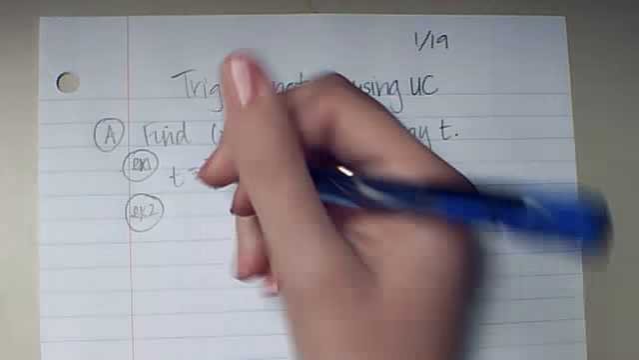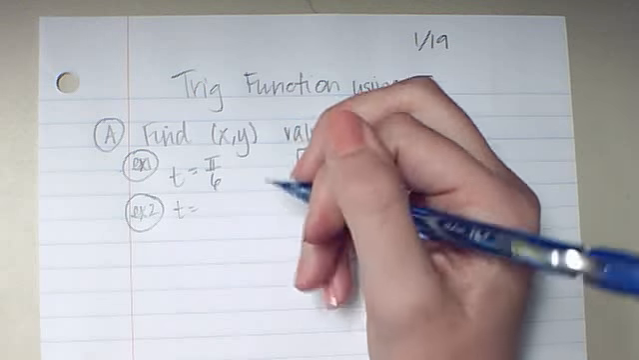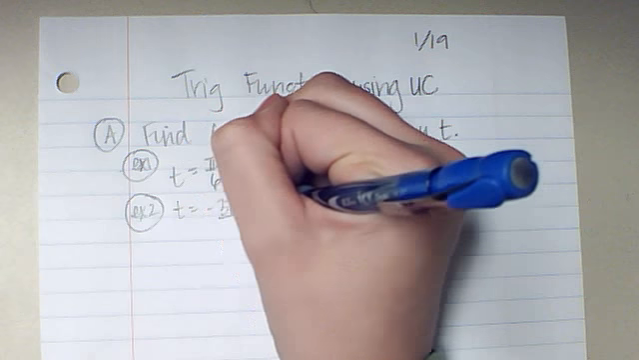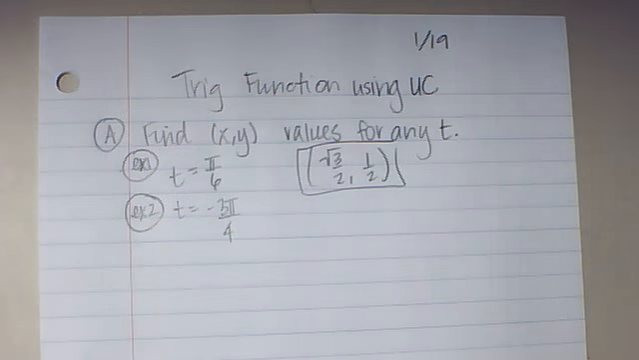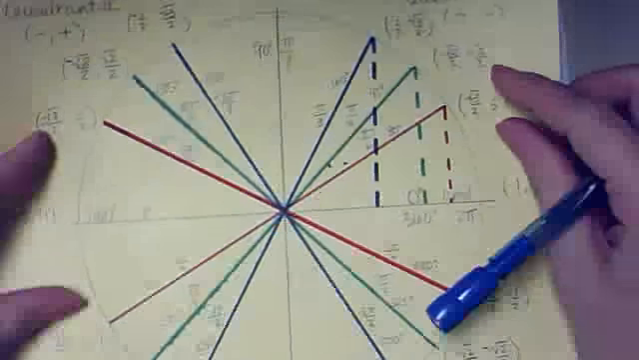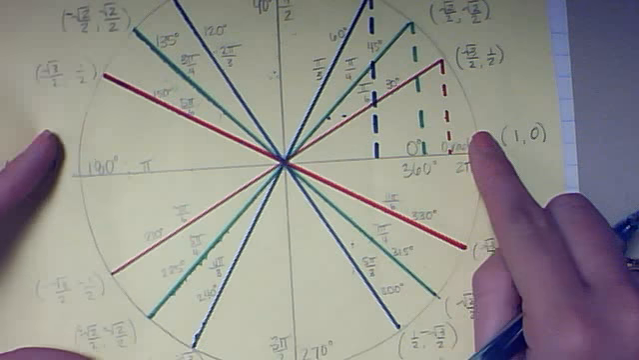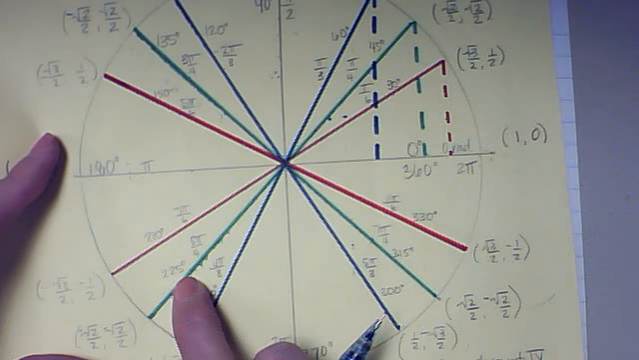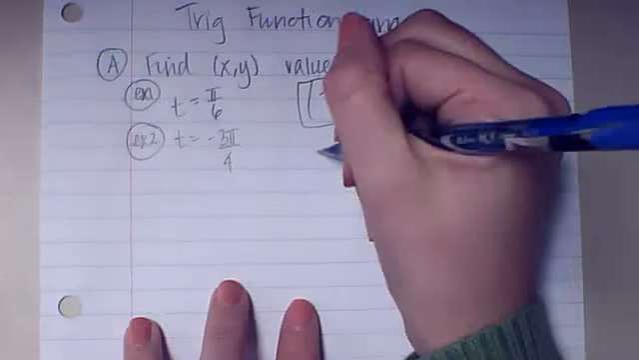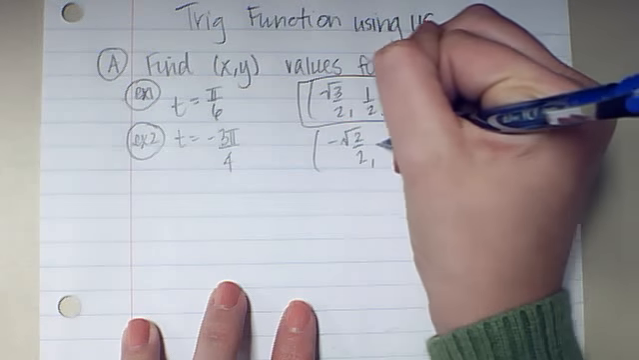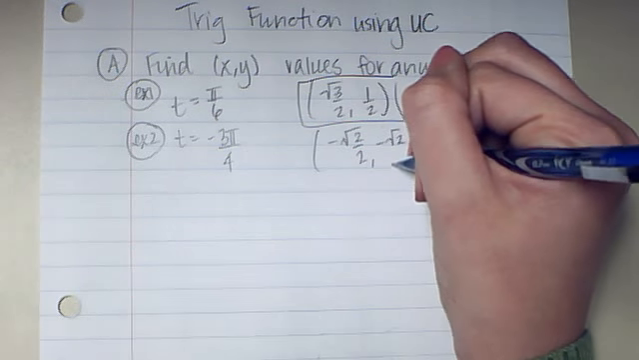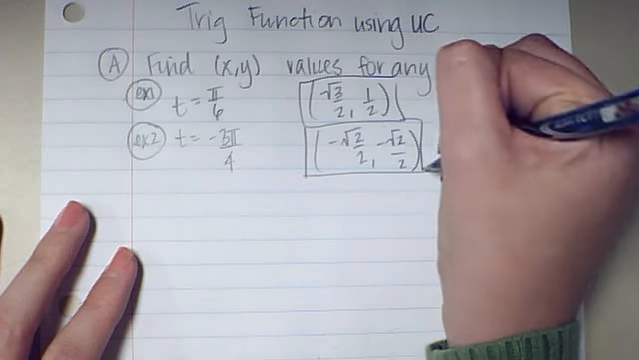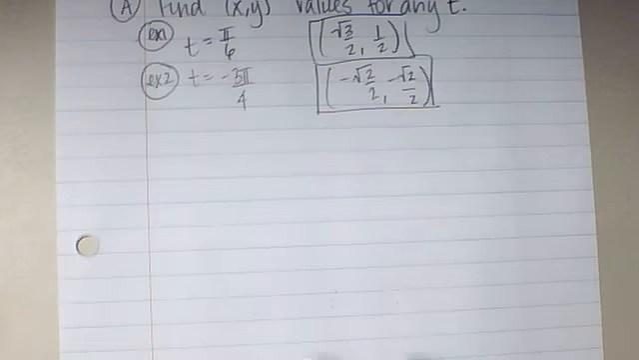Example number 2. What if t equaled negative 3 pi over 4? Okay, negative 3 pi over 4. Remember, if I'm doing negative and I look at my unit circle, I'm going to go back by fourths, so back 1, 2, 3. It's the same as saying 5 pi over 4. And if you look at 5 pi over 4, its x and y are negative root 2 over 2 and negative root 2 over 2. And so that is it for that.